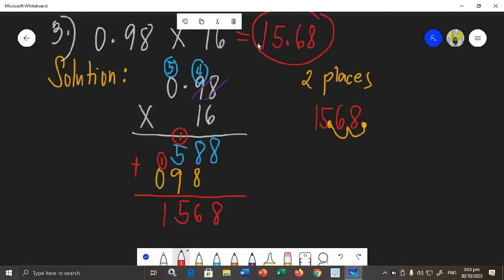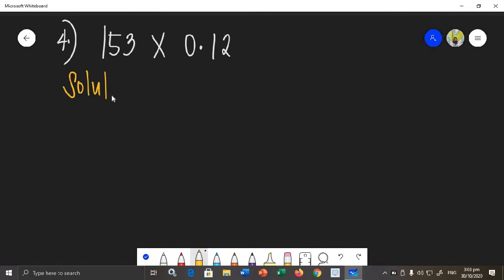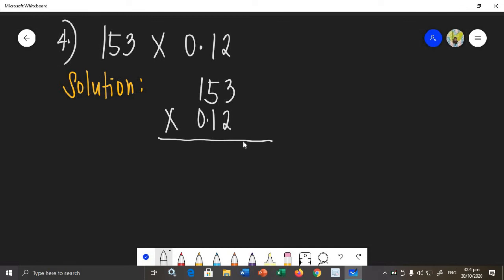So again, I'm going to give another example if the given has a whole number in it. Okay? So let's say we have 153 times 0.12. Okay, what is the product of this given? So again, we will be writing the given in vertical form. So 153 times 0.12.